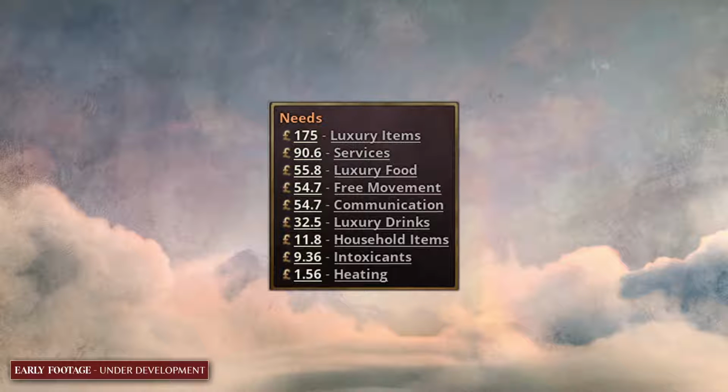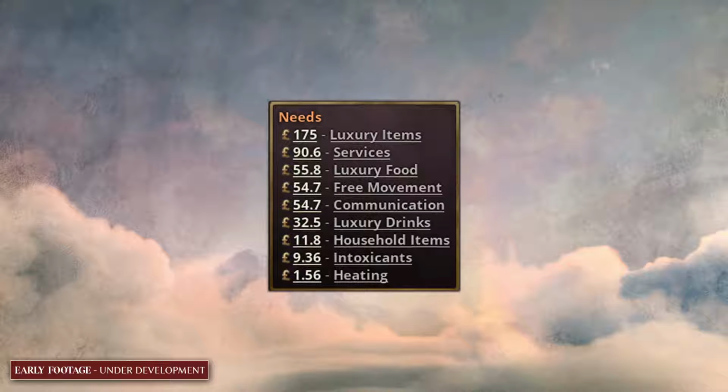A POP's wealth also determines its needs, which leads to a cycle where a POP with excess income will continue to consume more and more diverse goods. The prices of those goods will increase along with demand. This in turn means that if you can keep a solid standard of living and wealth base in your country, your economy will get naturally larger.